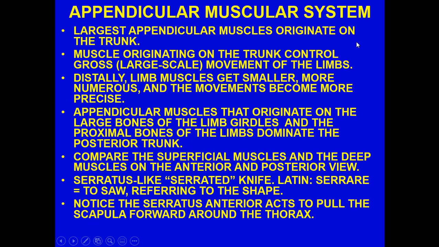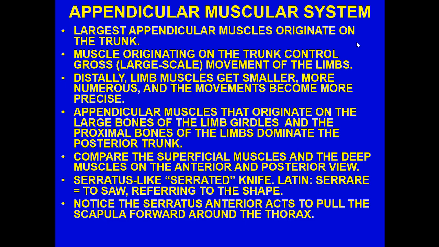So let's talk about the largest appendicular muscles, which originate on the trunk. We're going to start with the upper limb first and then go to the lower limbs. Now the muscles originating on the trunk control the gross, the large-scale movement of the limbs. Distally, limb muscles get smaller, more numerous, and the movements become more precise.